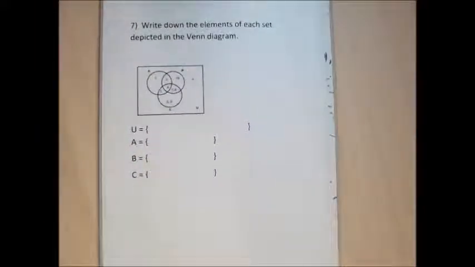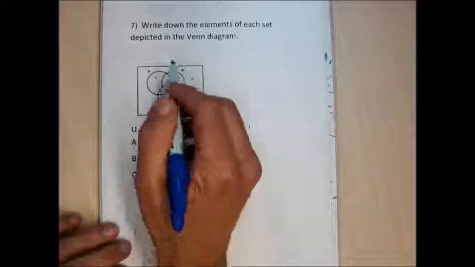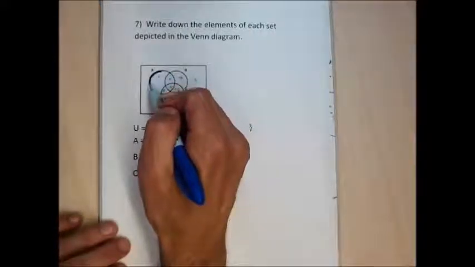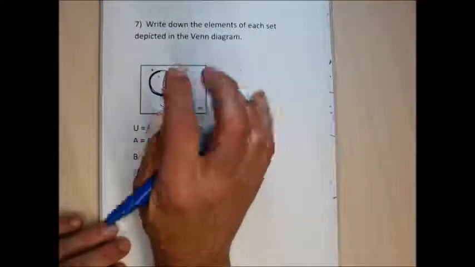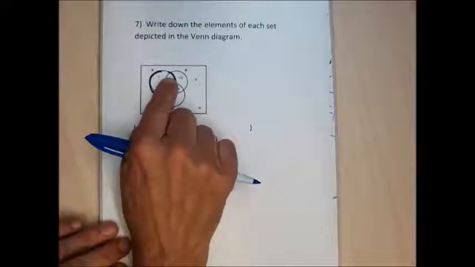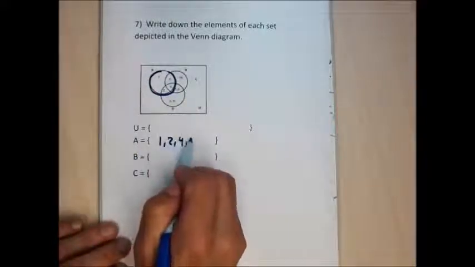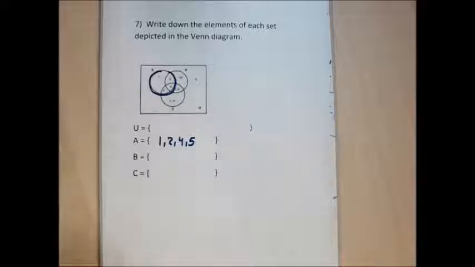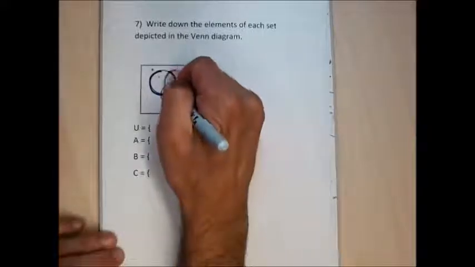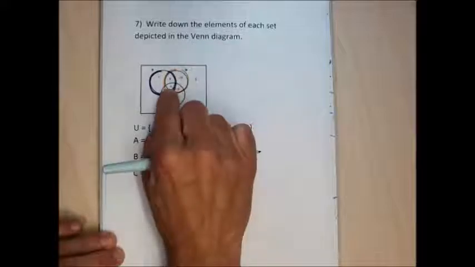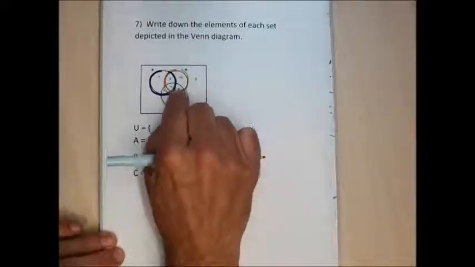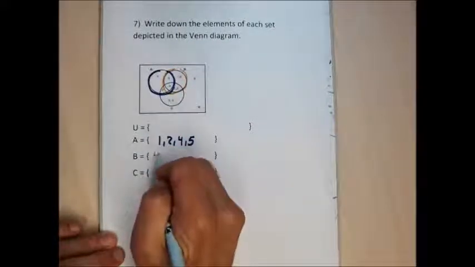I'll do number 7 with you and then not do number 8. So let's work one set at a time. First for 7, I'm going to do A. I'll look inside the A circle. There's 4 numbers there. It looks like there's 1, 2, 4, and 5. So set A is going to be the set containing 1, 2, 4, and 5. I'll move on to set B. I see 4, 5, 7, 8, and 10 inside the B circle.